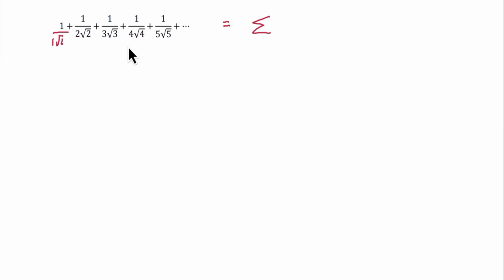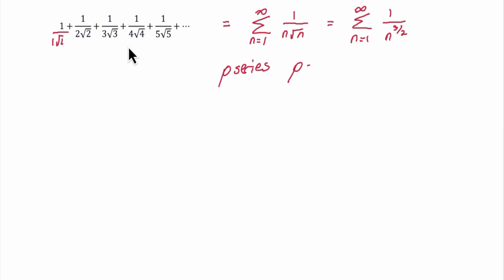Notice the numerator is just 1. And in the denominator, it looks like we have n square root of n. And our n values are going from 1 to infinity. We can then rewrite that as the sum from n equals 1 to infinity of 1 divided by n to the 3 halves. And notice we again have a p-series. P, in this case, is 3 halves, and that is bigger than 1. When your p-value is bigger than 1, we know that the series converges.